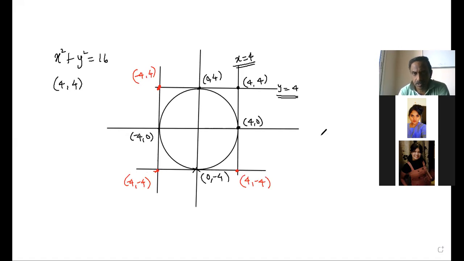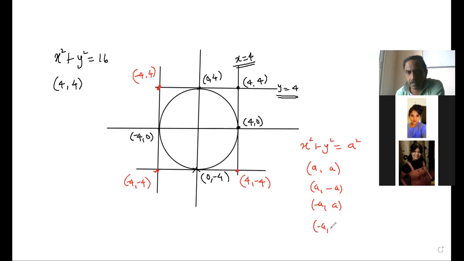Which means if I have x square plus y square equal to a square, you will be having slope infinity if the points are a, comma a; minus a, comma a; and minus a, comma minus a. In all of these cases, slope will be 0 and slope will be infinity. Is it clear to everybody? One slope of the tangent will be 0, another slope of the tangent will be infinity.